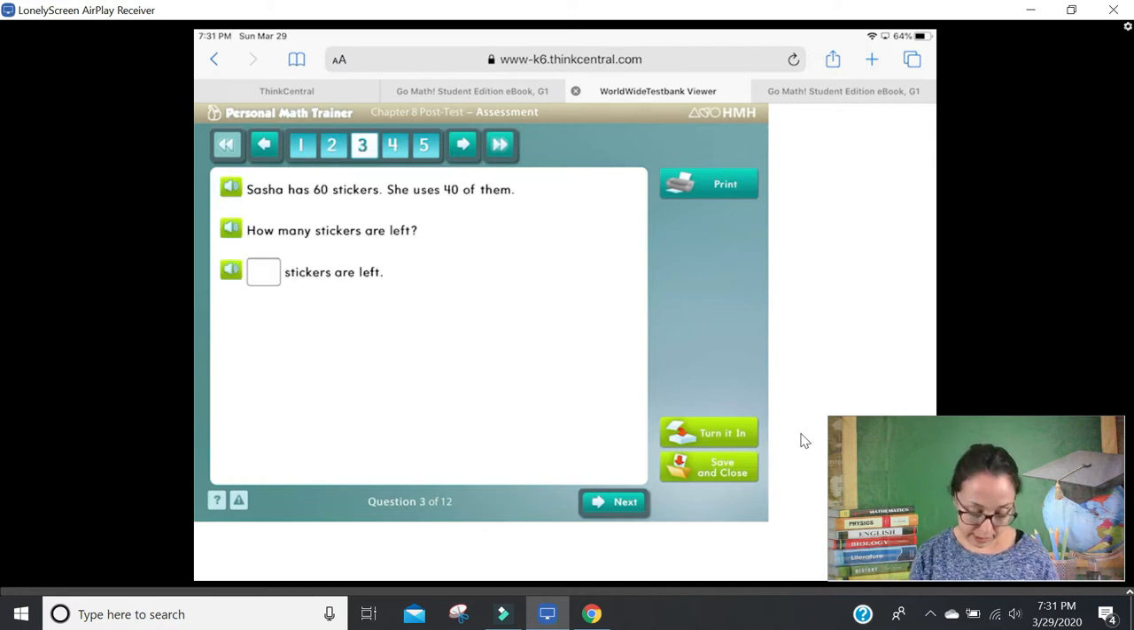All right, here is number 3. Sasha has 60 stickers. She uses 40 of them. And then it says, how many stickers are left?